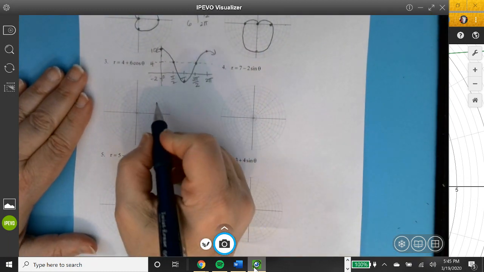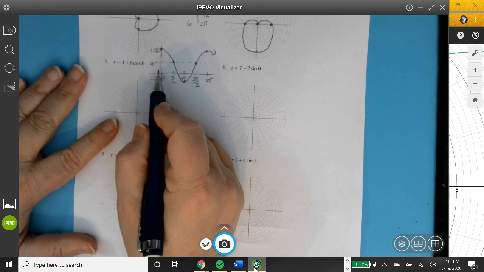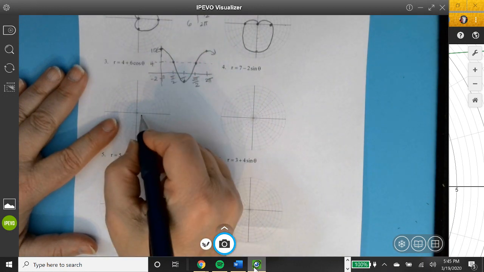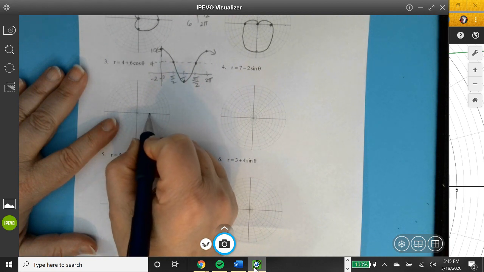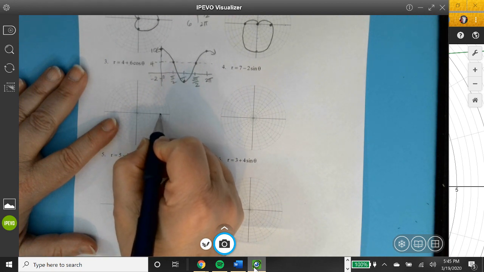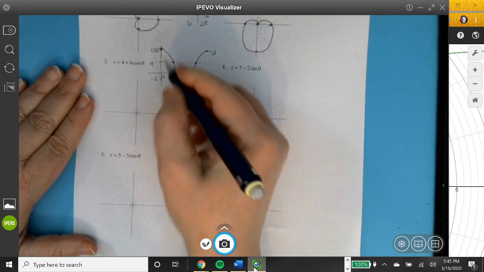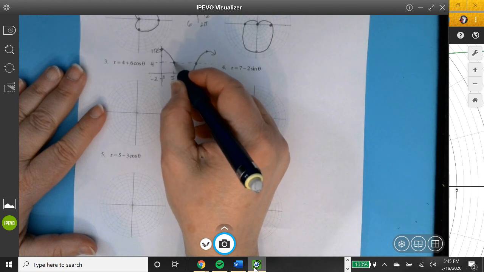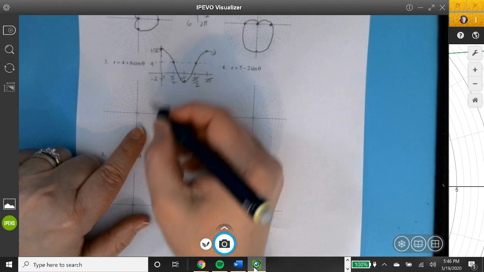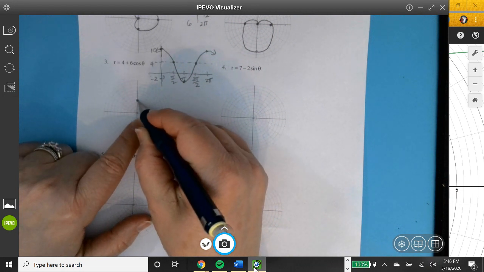All right, and now I'm going to go out radially 10. 1, 2, 3, 4, 5, 6, 7, 8, 9, 10, and rotate nothing, right? Because our theta is 0. Then I'm going to go out radially 4 and then rotate to pi over 2. So 1, 2, 3, 4, rotate to pi over 2.